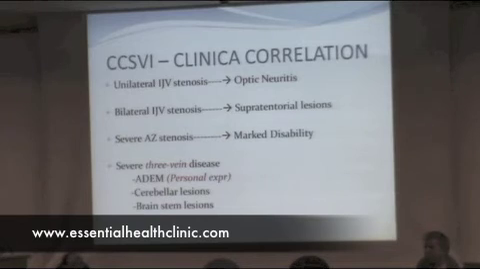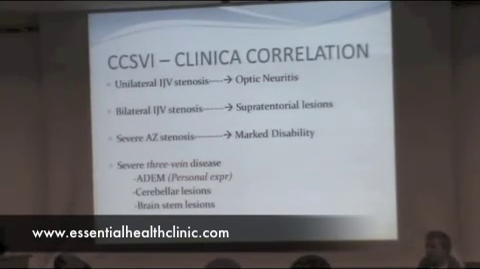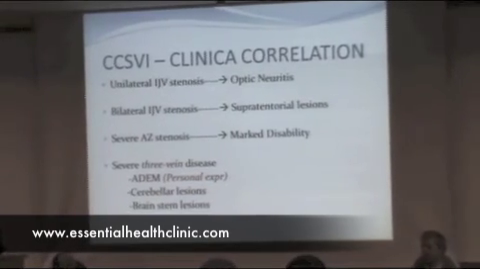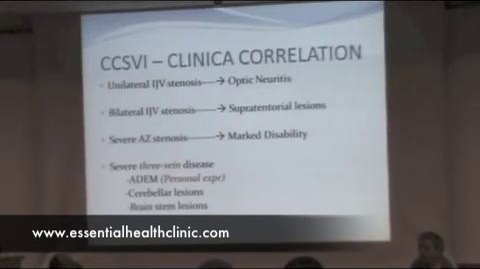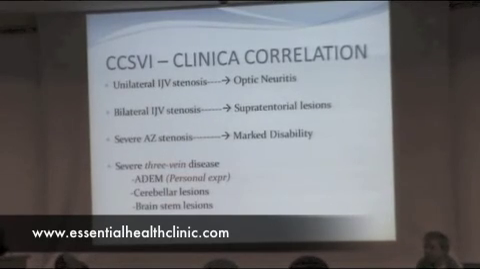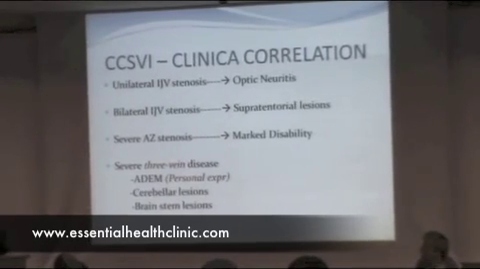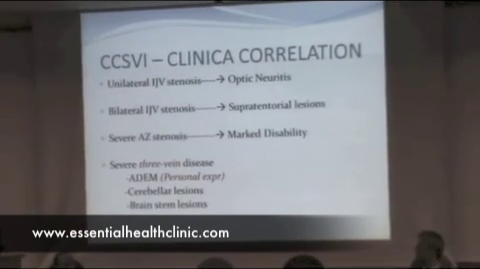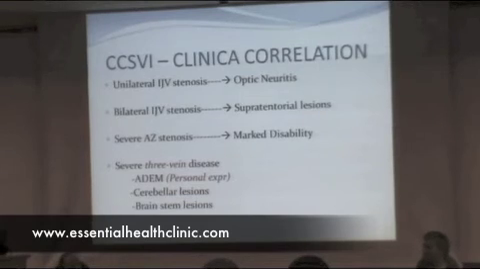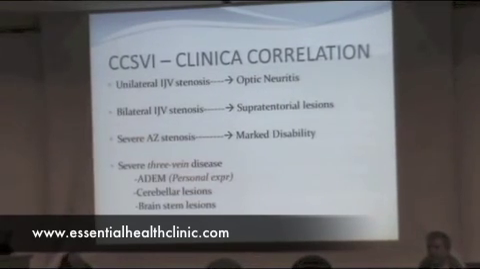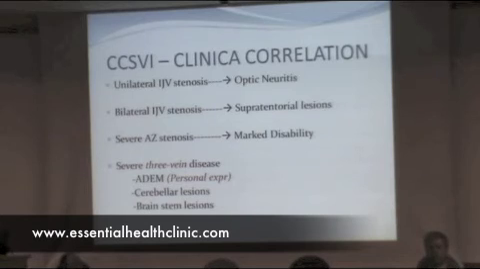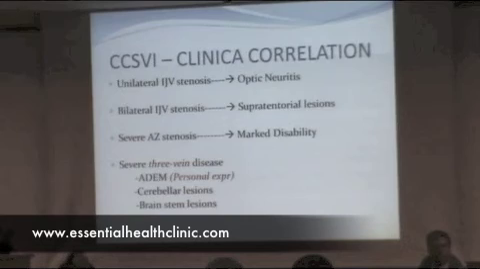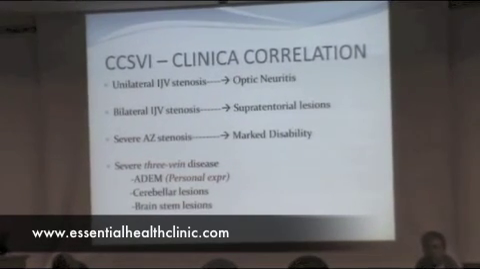These are some clinical correlations with the angiographic findings. A patient with bilateral internal jugular vein stenosis usually presents with optic neuritis. Unilateral internal jugular vein stenosis, also optic neuritis. Bilateral stenosis, they usually have supratentorial lesions on MRI. Patients with severe azygous stenosis or twisting usually have very severe disability. And in our experience, what we call severe three-vein disease is associated with ADEM, and we have one case of ADEM, cerebellar lesions, and brainstem lesions.